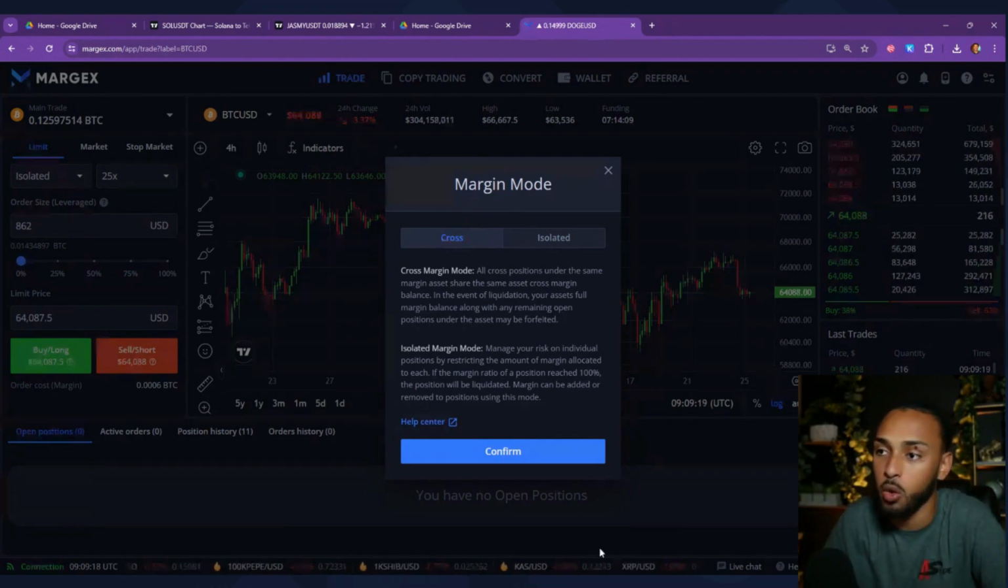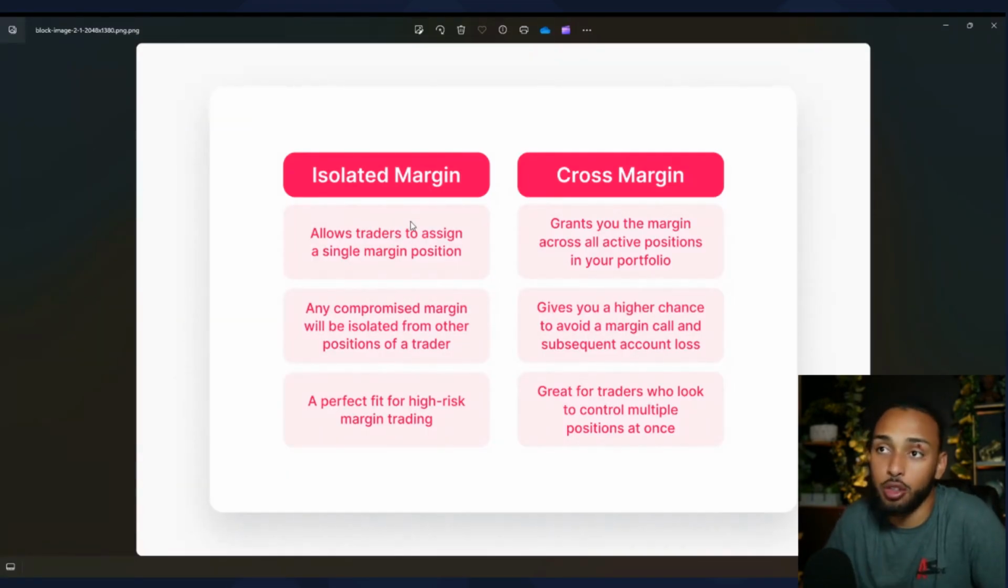And if you want to see that on a bit of a graph, this is what that would look like, okay? Isolated margin, again, will allow traders to assign a single position margin. Any compromised margin will be isolated from other positions of a trader. Of course, a perfect fit for high risk margin trading. Because if you want to just take a crazy risk or a crazy gamble on one trade, you're not putting all of your other trades at risk and the underlying asset at risk also.